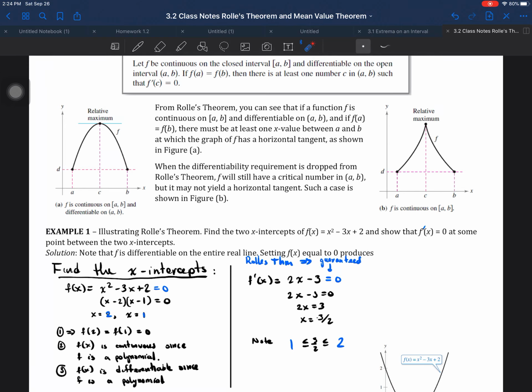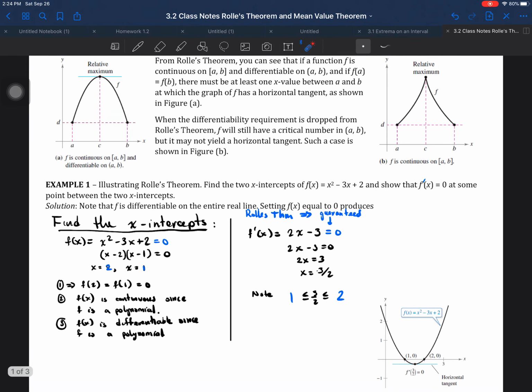All right, so now the question is, can we find that there exists a value between 1 and 2 where the derivative is 0? The strategy we take is we take the derivative and we set it equal to that condition. That's kind of nice in mathematics. If you want to find when the derivative is equal to 0, then take the derivative and set it equal to 0, and then let the algebra do the hard work.